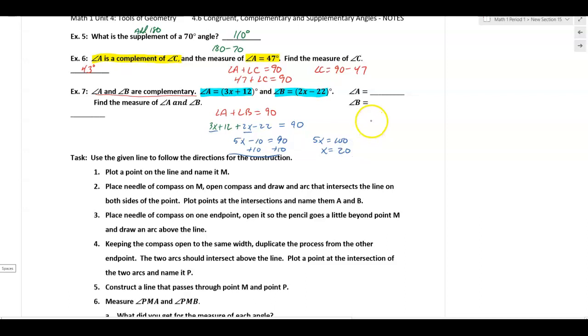Once we have x, now I can say angle A is 3 times 20 plus 12, which is 60 plus 12, which gives me 72 degrees. Now, I can find angle B one of two ways. One, I could just take 90 and subtract 72. That would give me 18 degrees. Or I can say angle B is equal to 2 times 20 minus 22, and 40 minus 22 would give me 18 degrees. Either way, you can do it.